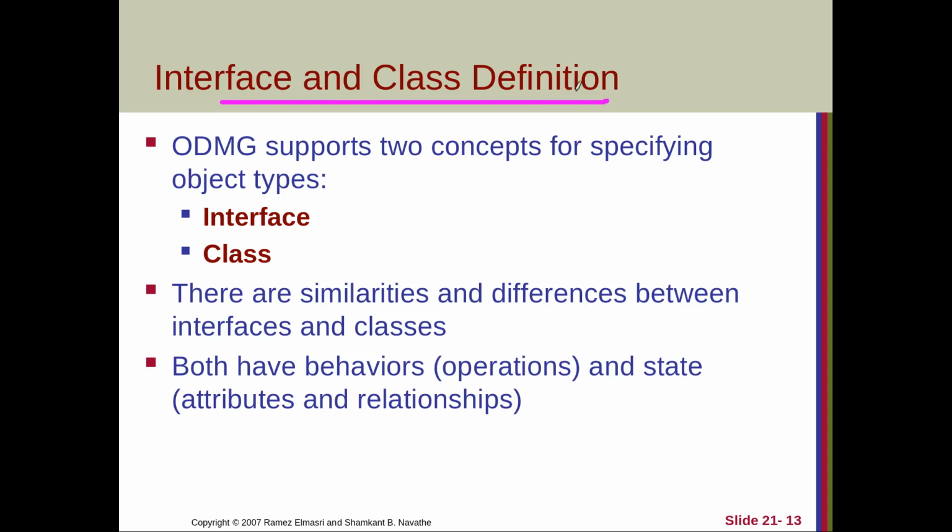Now ODMG supports two concepts for specifying object types. One is interface and the second one is class. We have already described interface and class. There are similarities and differences between interfaces and classes. Both have behaviors, both consist of operations, as I have already mentioned, and they also consist of attributes and different relationships.